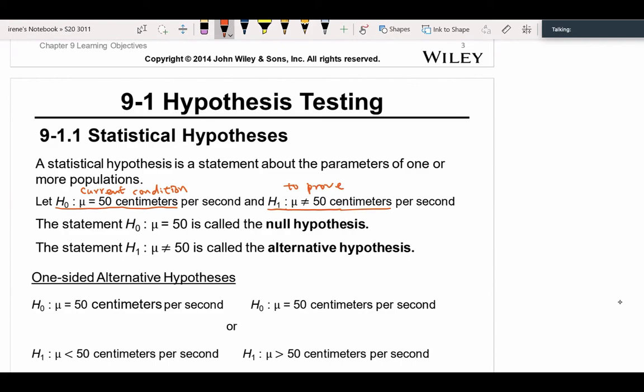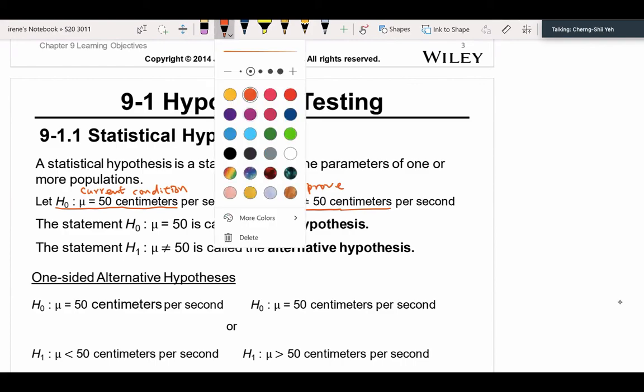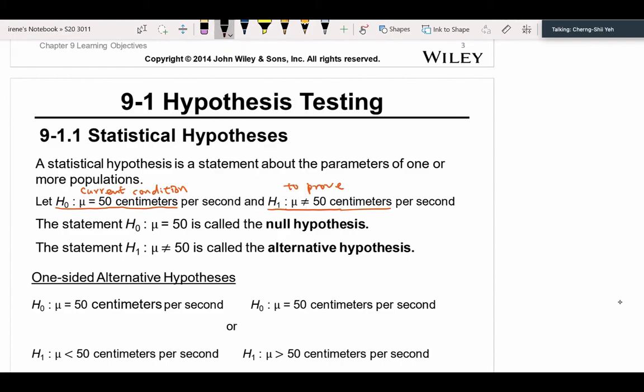Now, let's elaborate from here and relate the hypothesis testing to confidence interval. As you can see on the bottom, we can perform two-sided hypothesis testing. We can also do one-sided hypothesis testing. How do we know if it's one-sided or two-sided? Based on the alternative hypothesis. Our H1 will tell us if it's two-sided or one-sided.